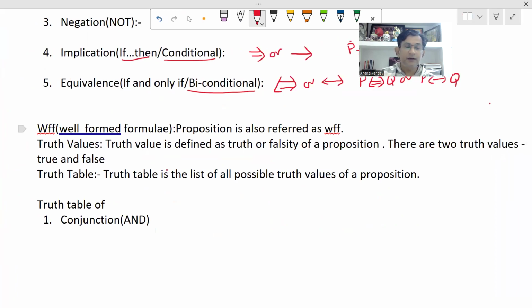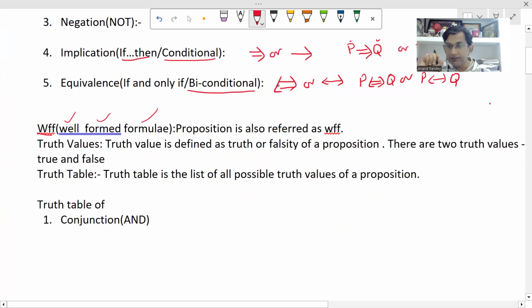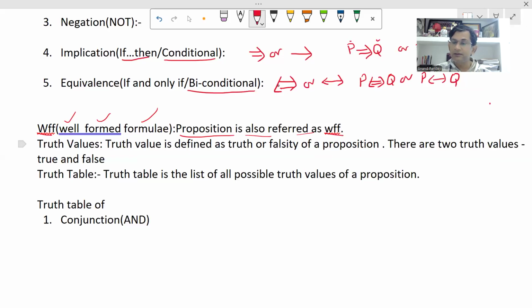Well formed formula, WFF. It is not WWF, please see carefully, this is WFF. WFF is the full form of well formed formula. Actually, a proposition is also called a WFF. Once they asked a question: what is the difference between WFF and proposition? There is no difference, they are the same.